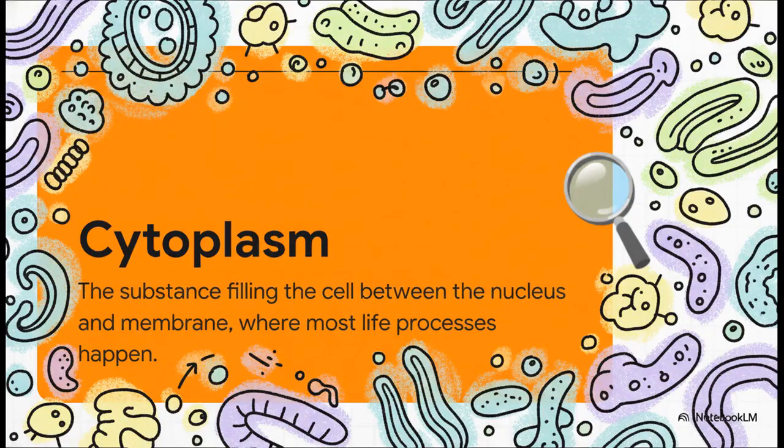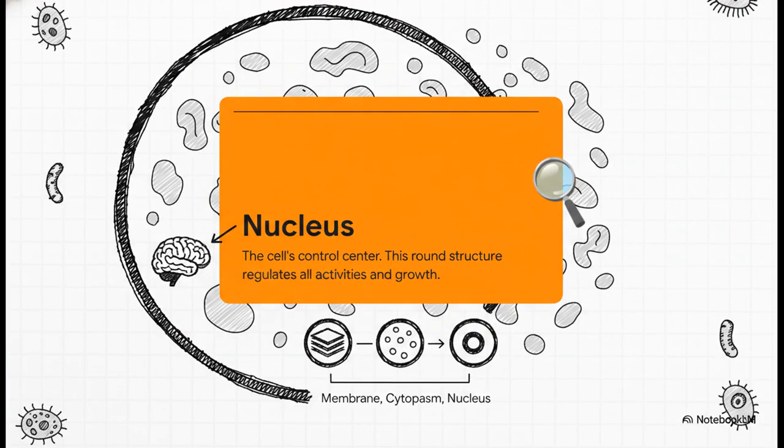Now inside that membrane, you find the cytoplasm. And it's not just some empty goo. It's more like a busy, jelly-like workshop where all the really important chemical reactions for life are happening. And finally, the nucleus, the brain of the whole operation. This is the control center. It holds all the instructions for how the cell grows and what it does. So let's lock those three in: the membrane, the cytoplasm, and the nucleus.